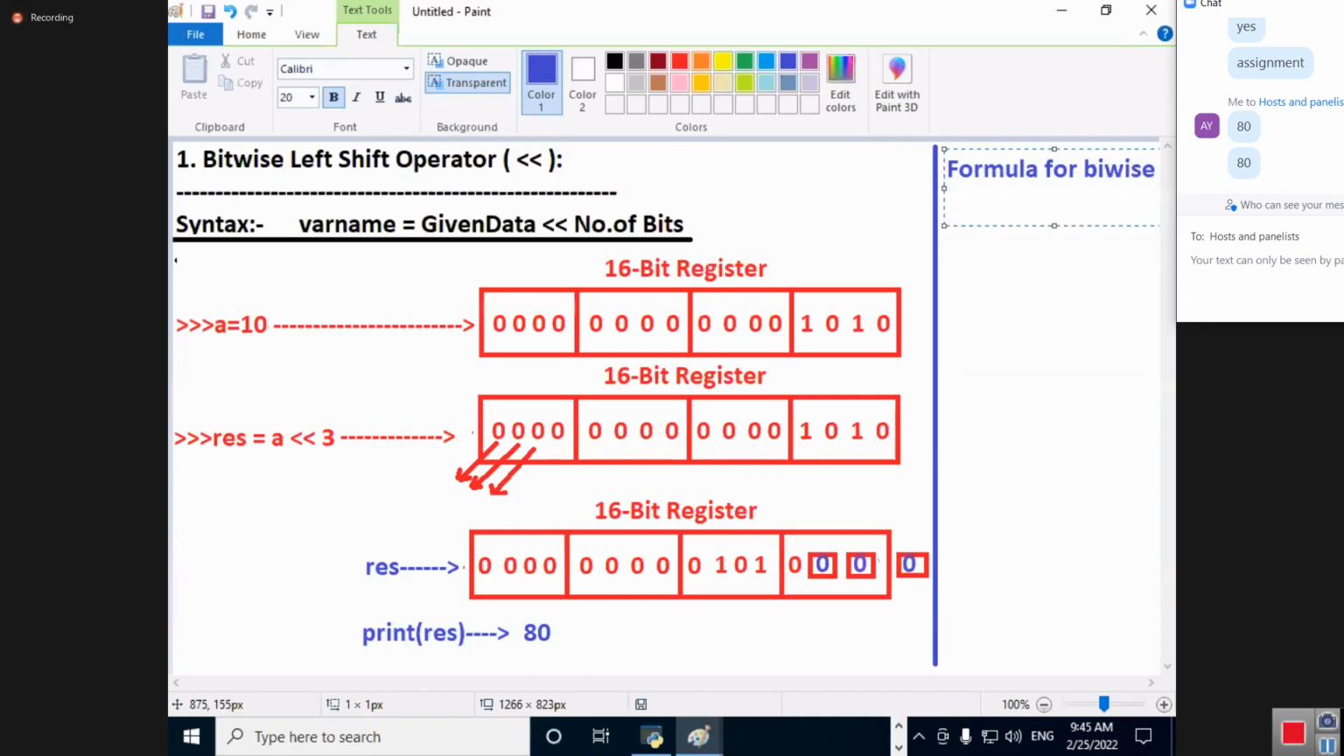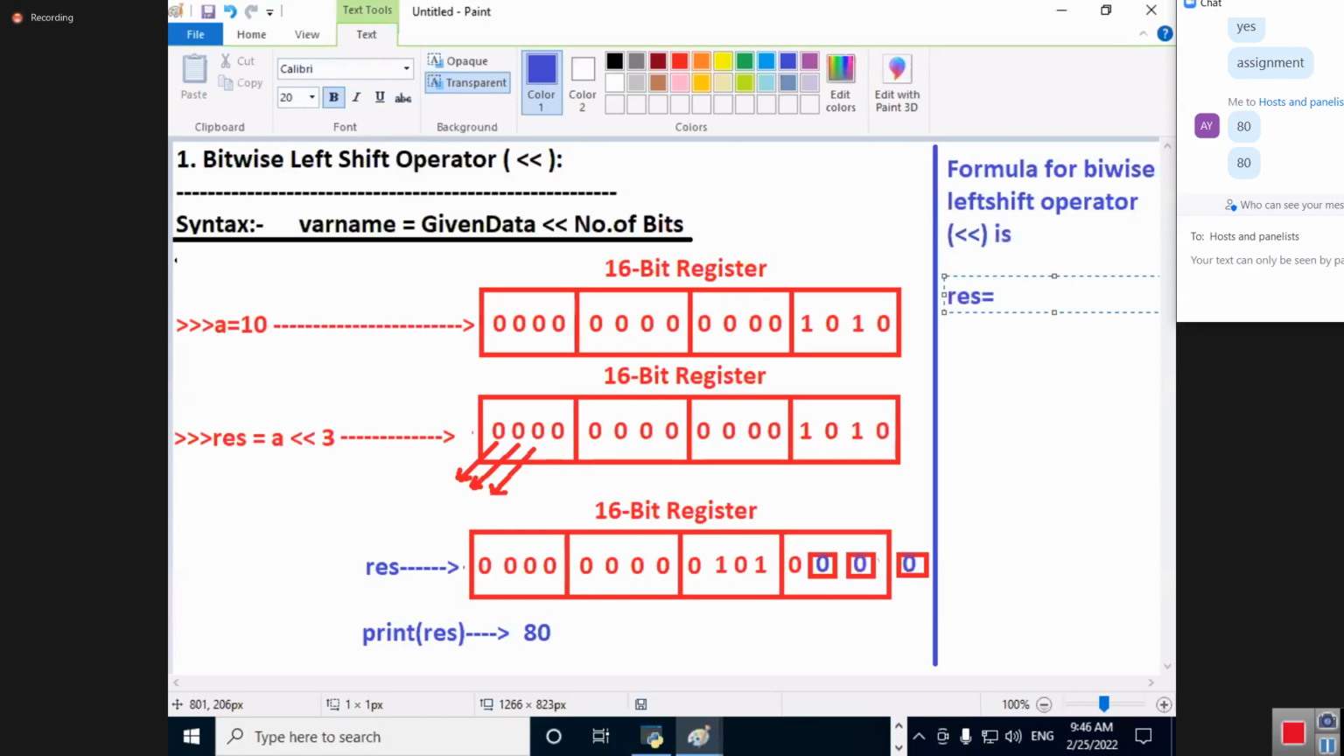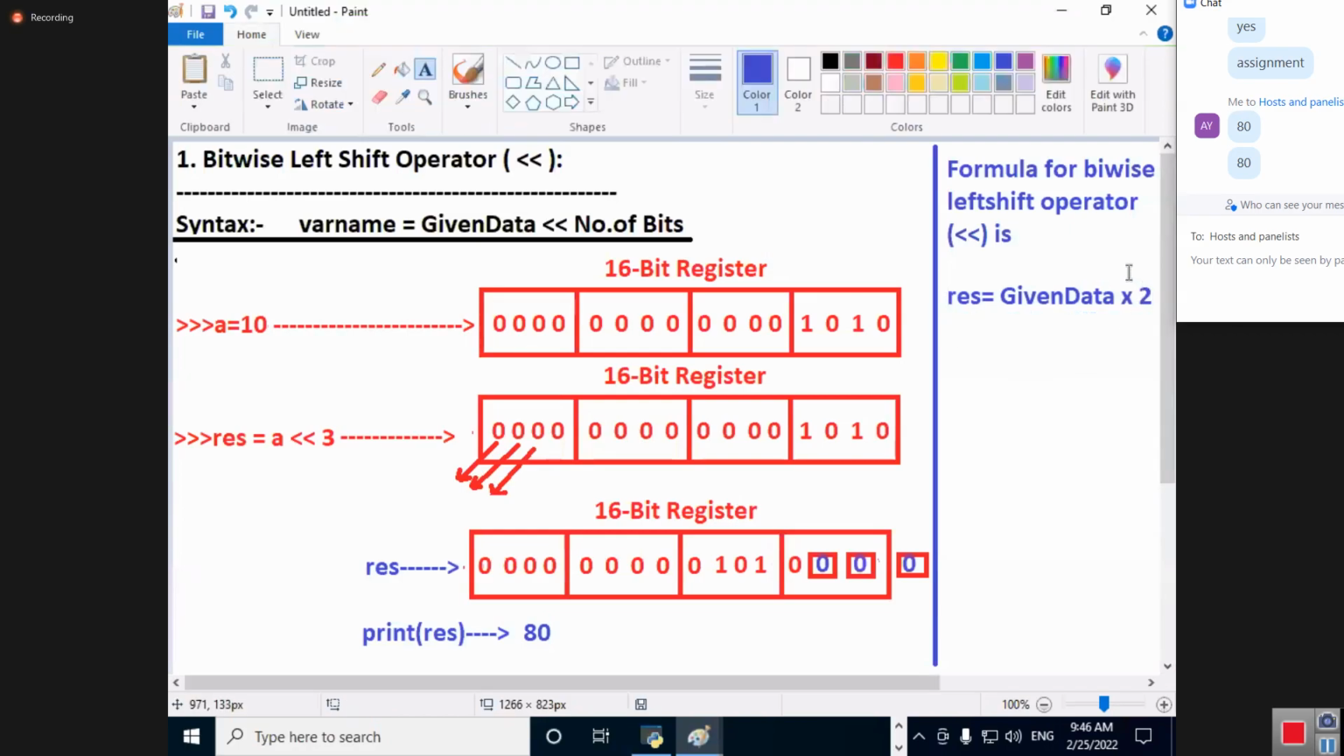which operator? Left shift operator. Left shift operator is like this. I will write the symbol. Result is equal to given data, that is given data into 2 to the power of number of bits.